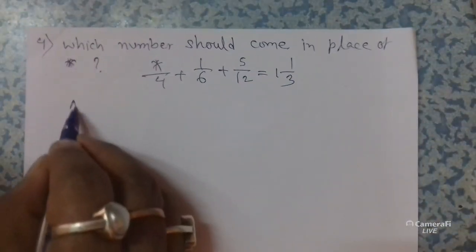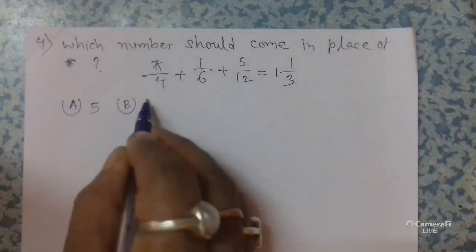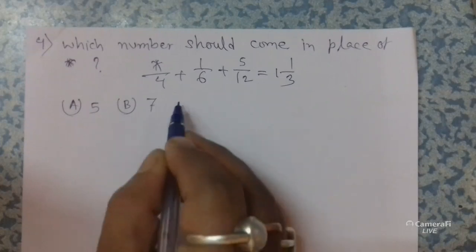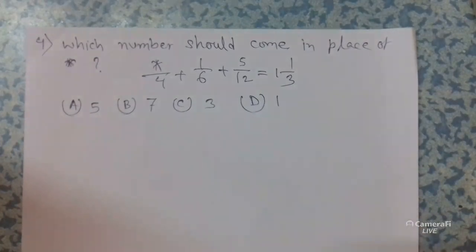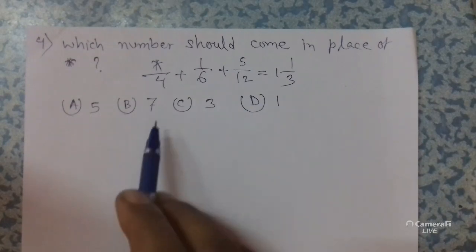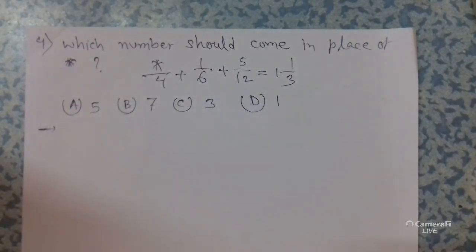The options are 5, 7, 3, 1. So here we have to calculate it to find the correct answer.